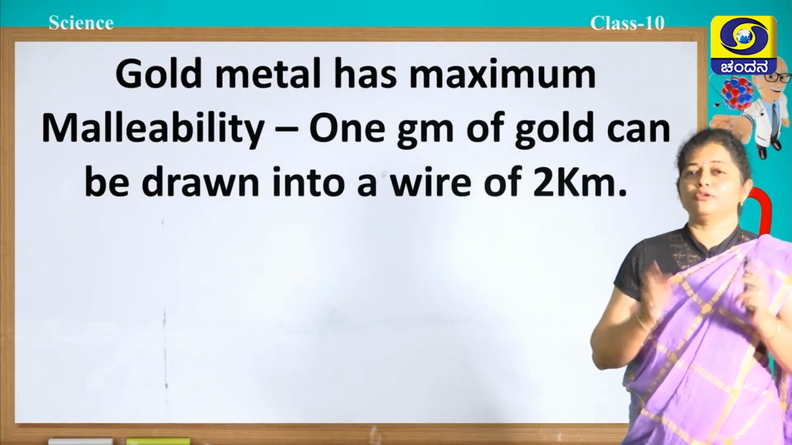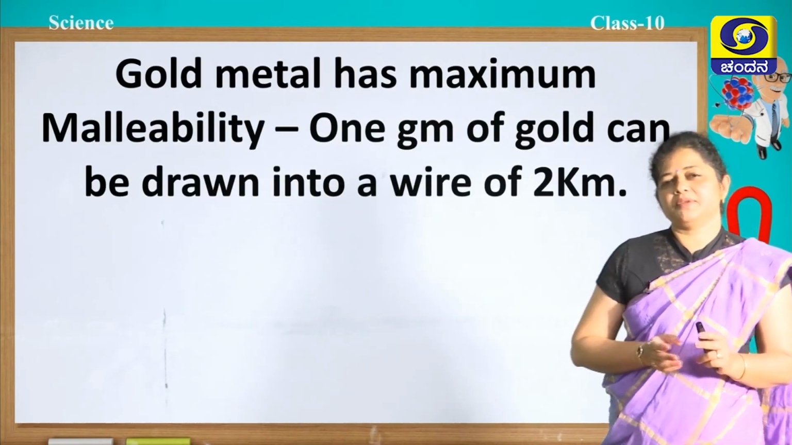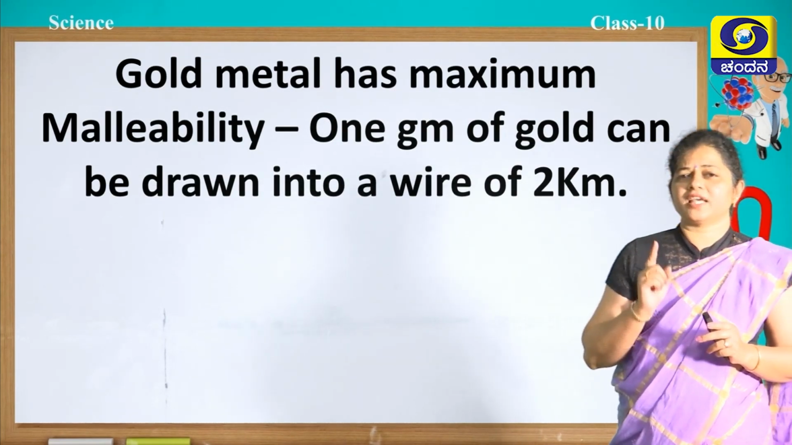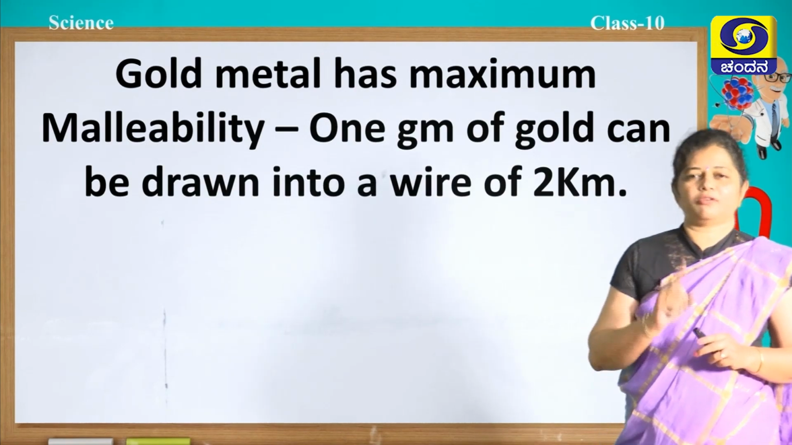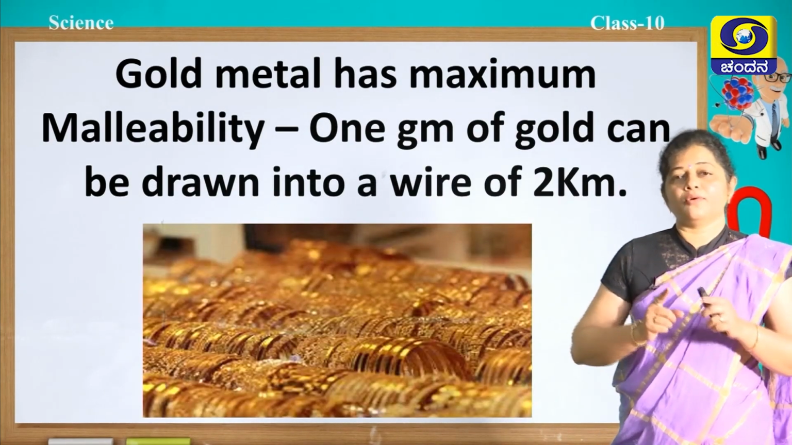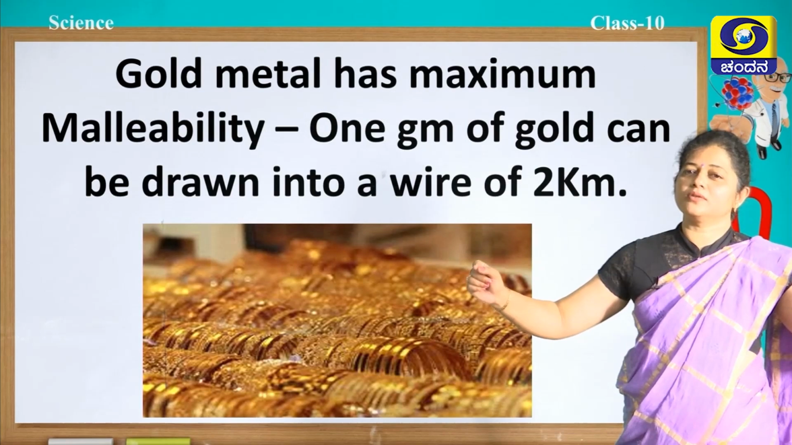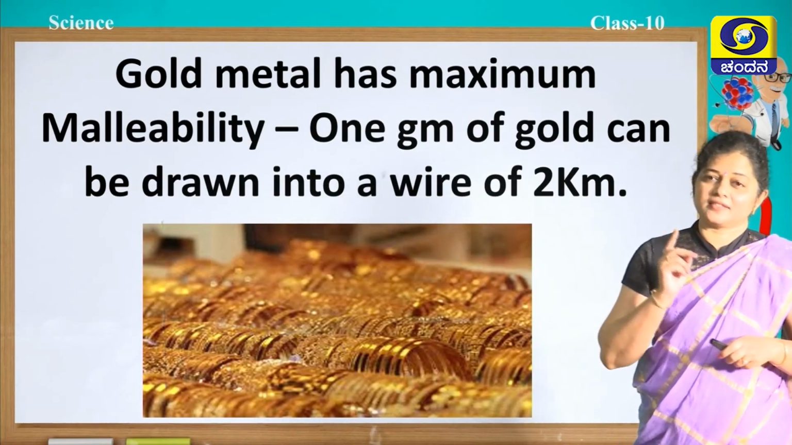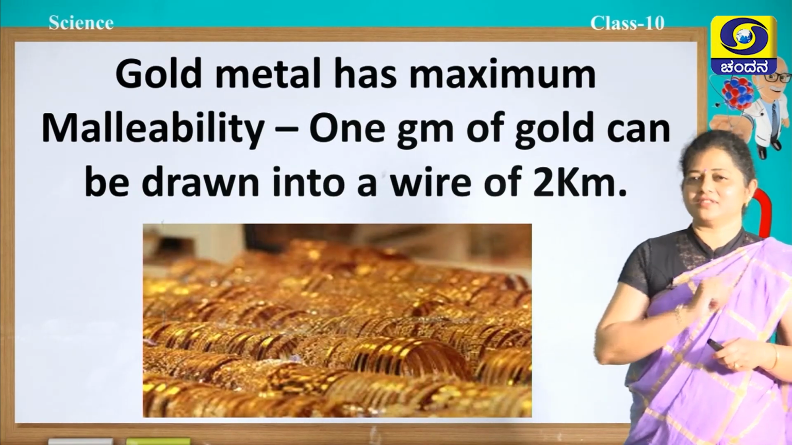Surprisingly, gold has the maximum malleability. Imagine 1 gram of gold can be drawn into a wire of 2 km. Only 1 gram of gold can be drawn into a wire extending up to 2 kilometers. Imagine the ductility property of gold.